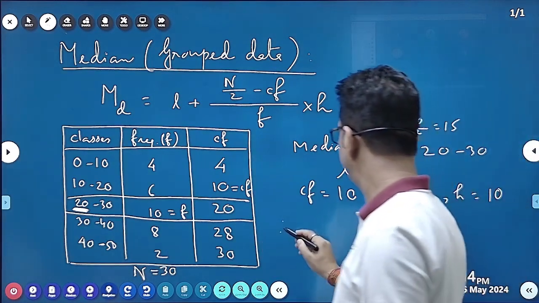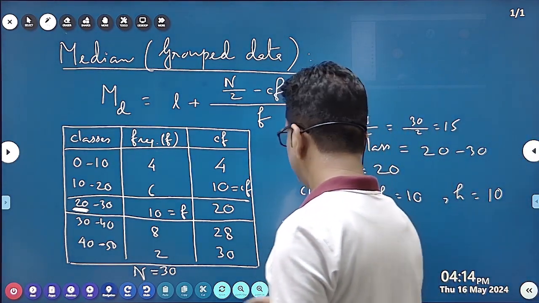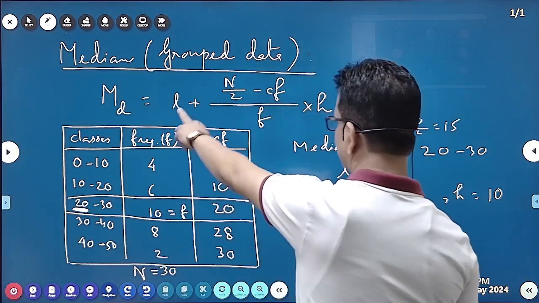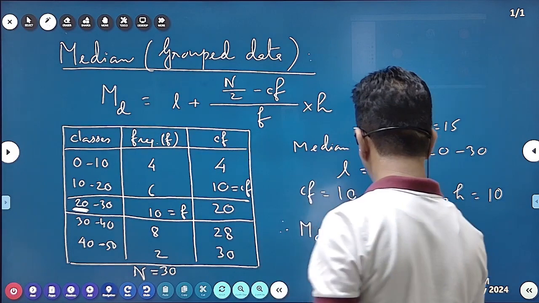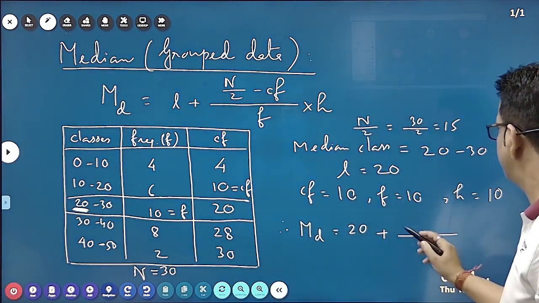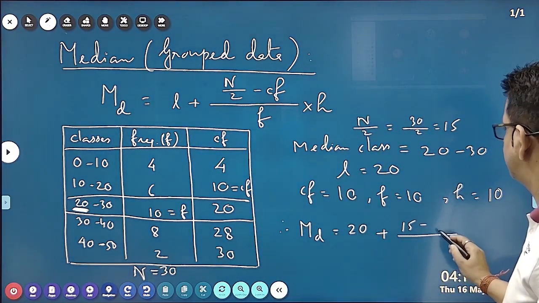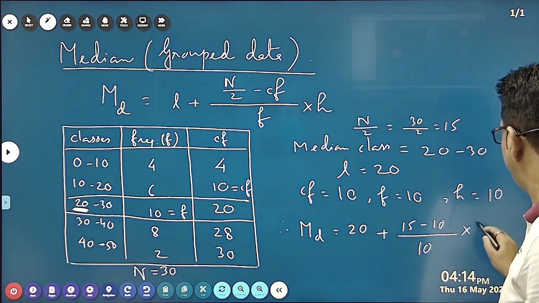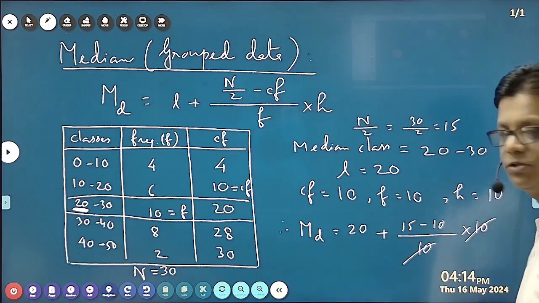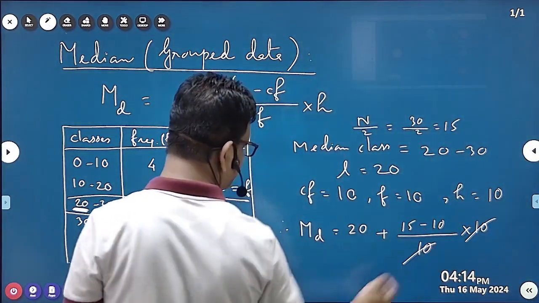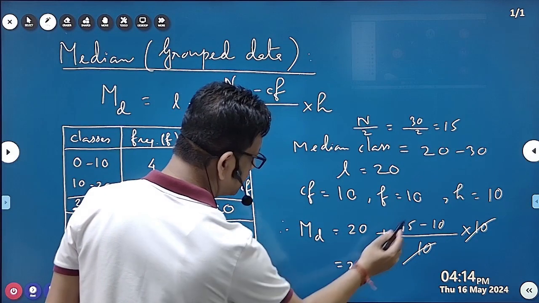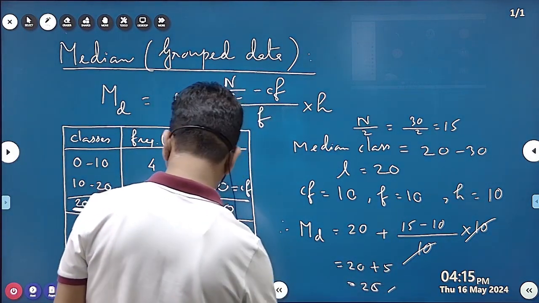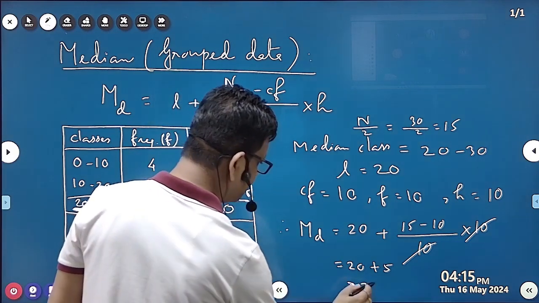So median, MD in short form, equals, just put it in the formula. L is how much? 20 plus N by 2, which is 15, minus CF, which is 10, then divided by F, also 10, multiplied by H. I took a very easy example, so the calculation came very short. The 10 got cancelled, so it will be 20 plus 15 minus 10 is 5. So the answer is 20. This is the process of finding the median.